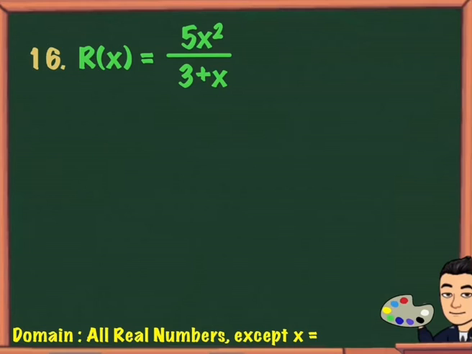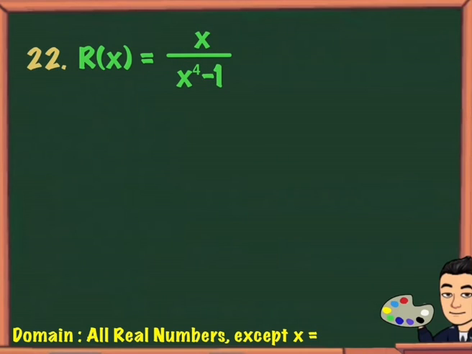You need to know that the domain for rational functions is always going to be all real numbers except certain values. That certain value is going to be the real zero of the denominator. So you want to set 3 plus x equal to 0 and solve for x. So x is going to equal negative 3. So your domain is going to be all real numbers except x equals negative 3.